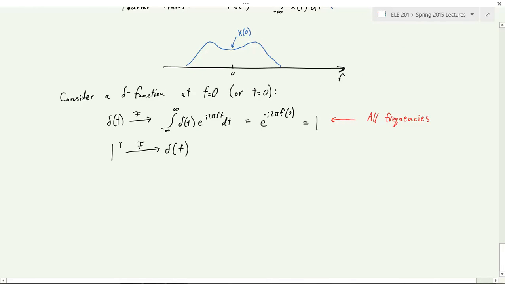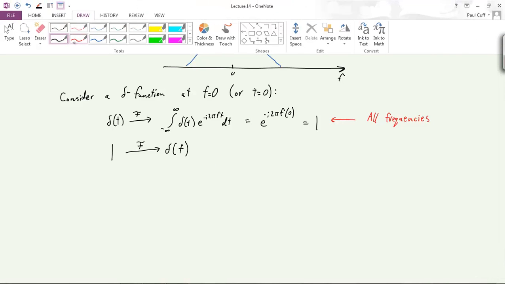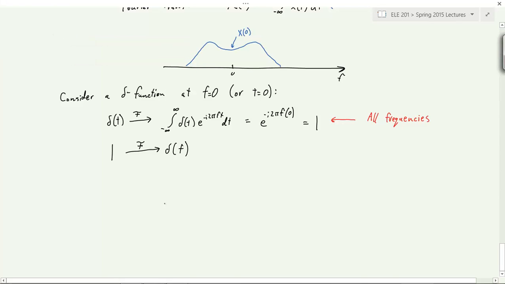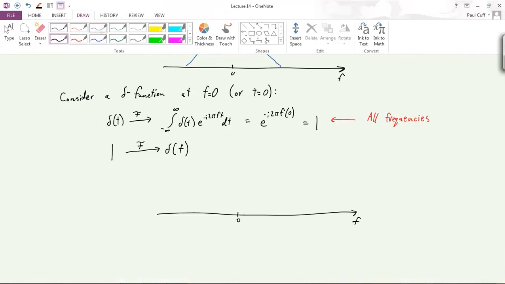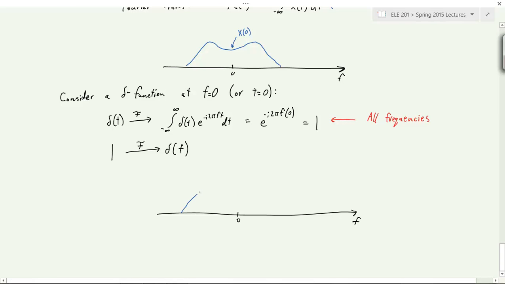Now, more interesting signals will have more than just a constant. So it might have a constant plus some other interesting signal. And in frequency, that would be like this. You would have maybe a variety of frequencies involved in your signal. So I'm going to draw the similar thing to above.